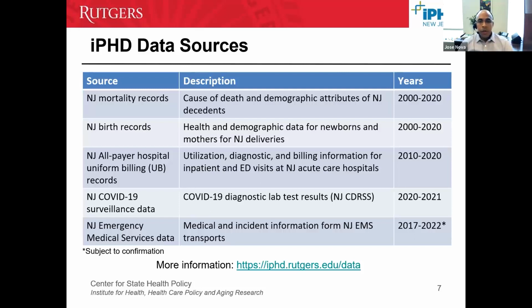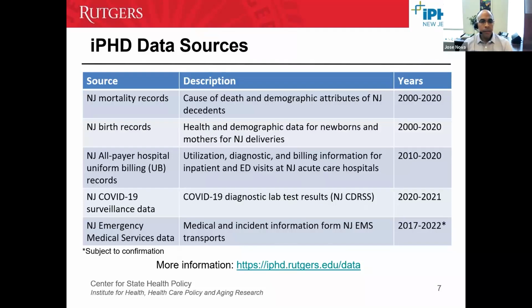Also included are the New Jersey birth records, which is a standardized electronic birth file that contains data elements such as setting and date and time of delivery, as well as health and demographic attributes of the newborn and the mother.